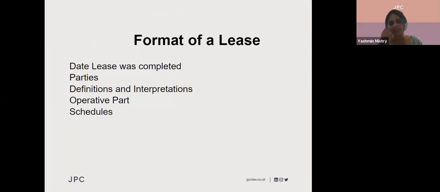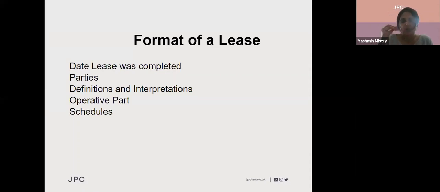Okay, so the format of a lease. Generally, leases will take the same kind of format. At the beginning will be the date of the lease, and that is the date that it was completed. So the first thing that you normally see is that this lease is dated, say, the 1st of January 1980. That date is the date that the lease was completed, so essentially the date that the premium was paid and the leasehold property was purchased.